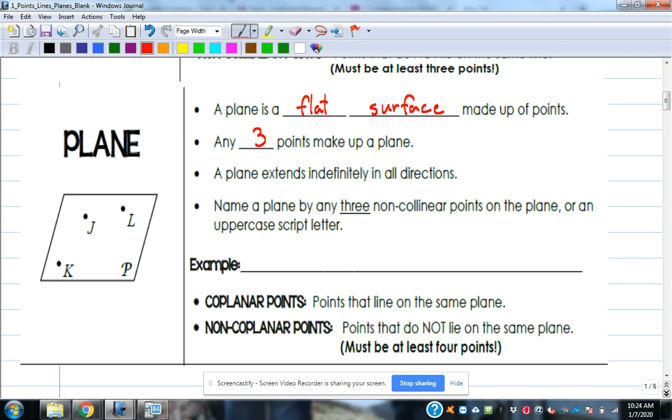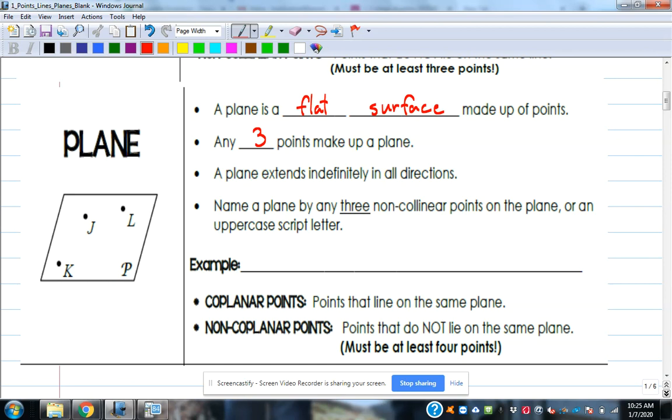And a plane, we may draw it as this kind of parallelogram looking shape, slanted rectangle, whatever, how you want to describe that. We're going to draw it like that, but understand that it extends in all directions. It goes everywhere. And then when we name a plane, we're going to name it using 3 non-collinear points. And the reason we want to use non-collinear is because if we use 3 collinear points, it's easy to confuse that with a line, because you could name a line with 3 points that are on the same line. You really only need 2, so we want 3 non-collinear points.